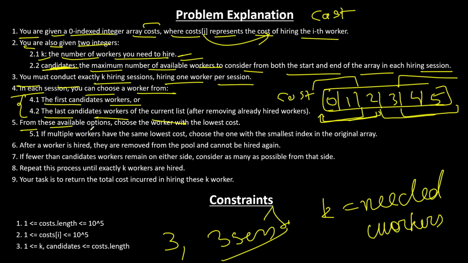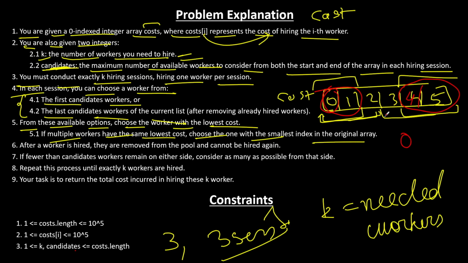Now from these available options, we choose the worker with the lowest cost. If multiple workers have the same lowest cost, choose the one with the smallest index in the original array. What it is basically saying is, for example, you chose the first two candidates and the last two candidates, and out of these you take the candidate with the minimum value. Suppose this is 4 and this is 5, and this is 0 and 1. The minimum out of these is 0, so we will choose 0.